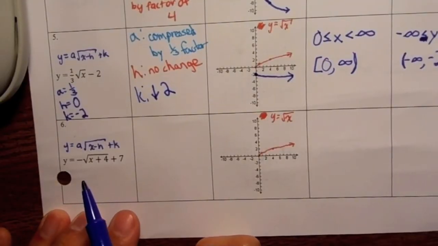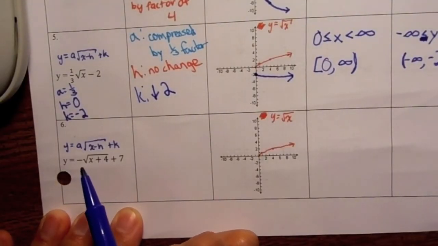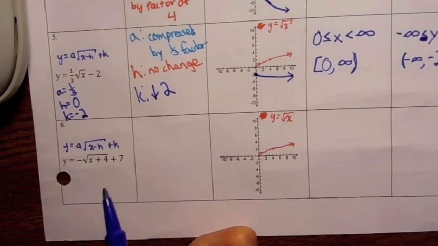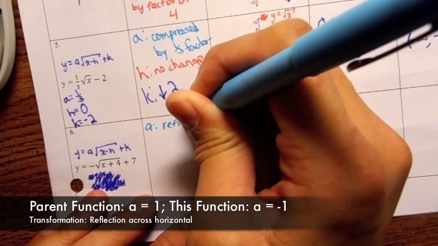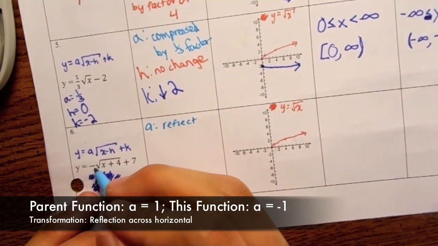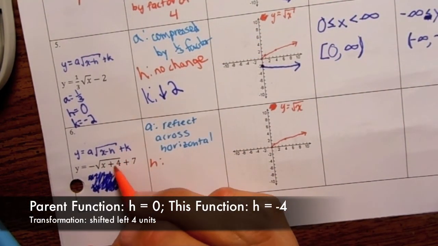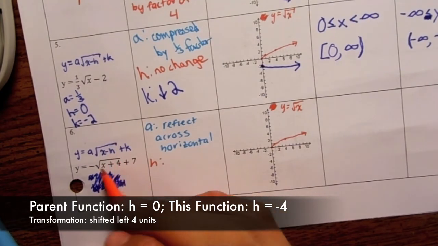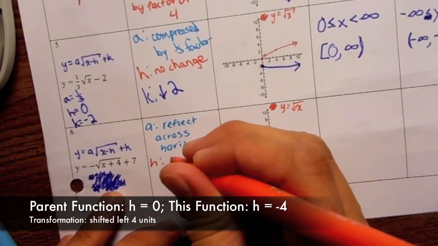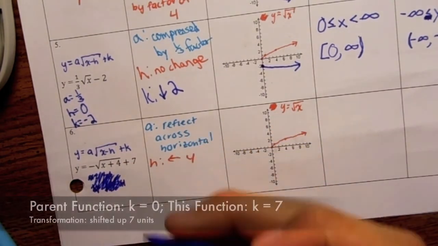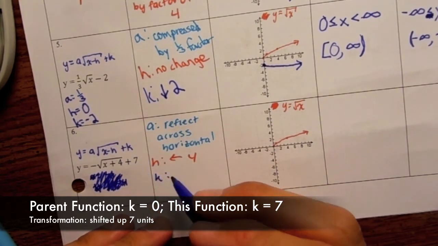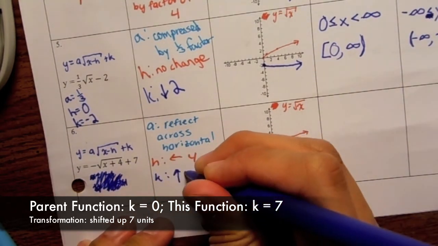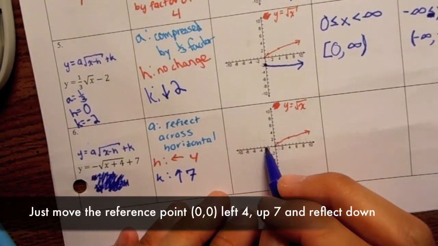So for the last one on this page, we have y equals negative square root of x plus 4 plus 7. For your a value, it reflected across the horizontal because of that negative. Now for your h value inside the radical, insiders, they lied to you. So instead of going to the right 4 units, it's actually going to the left 4 units. Now for your k value or your vertical shift, which was a positive 7, it does not lie, it goes up 7 units.